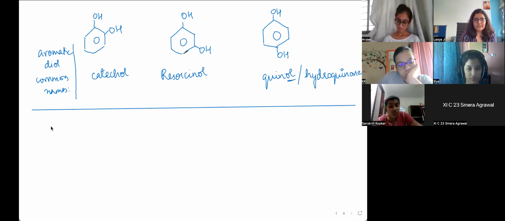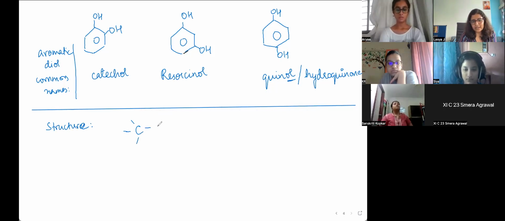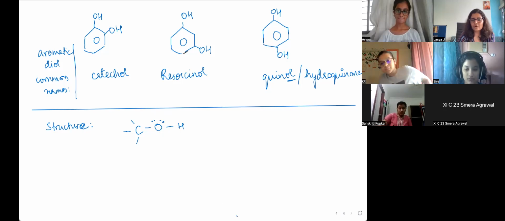Okay, so now let's look at the structure. An alcohol is defined by a carbon, which can be either sp2 or sp3, attached to oxygen and then hydrogen. On oxygen you have 2 lone pairs, 6 electrons, 2 bonds. So what is the hybridization of oxygen in this?